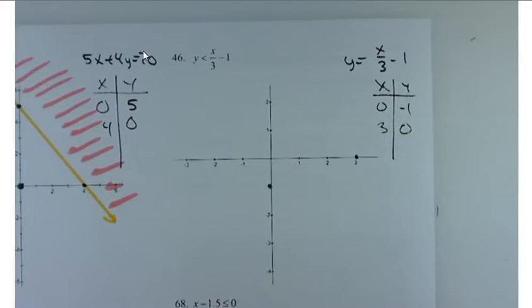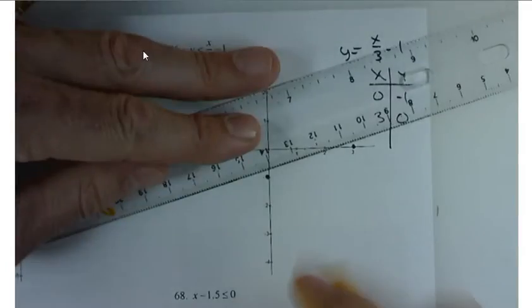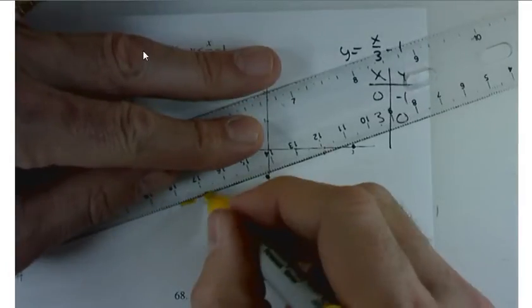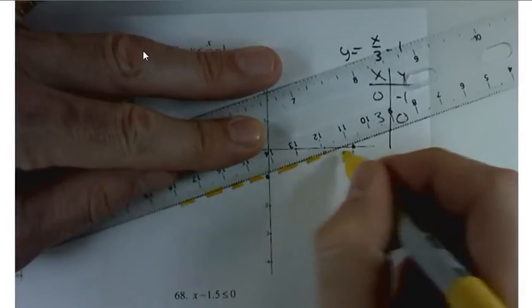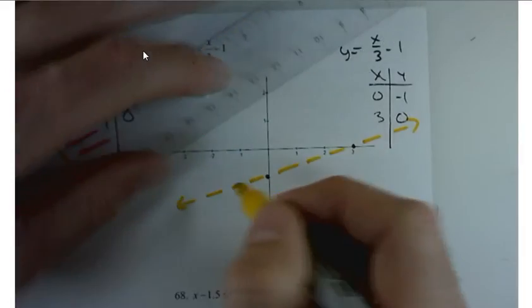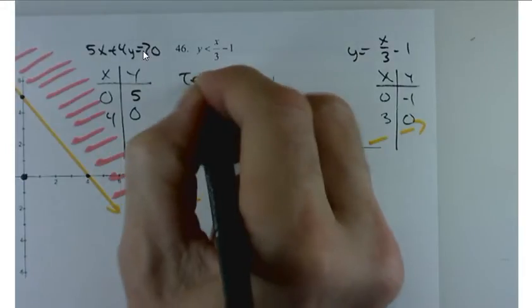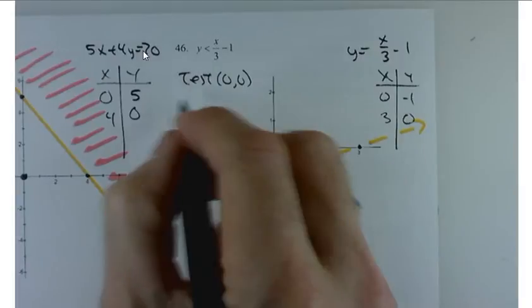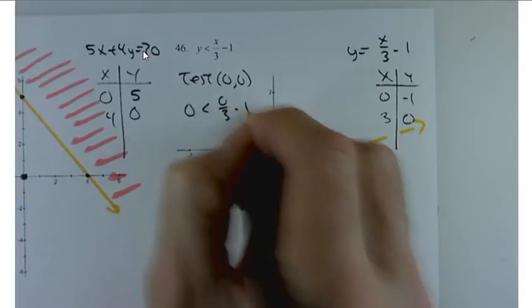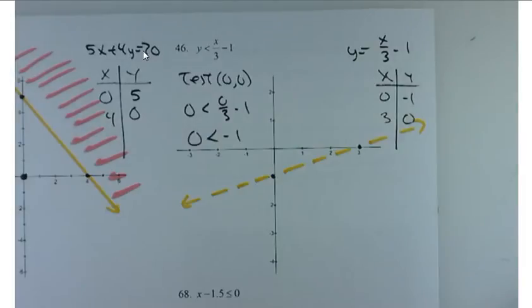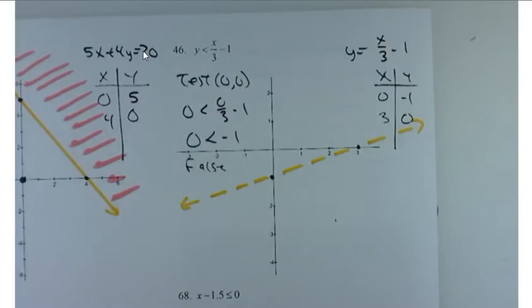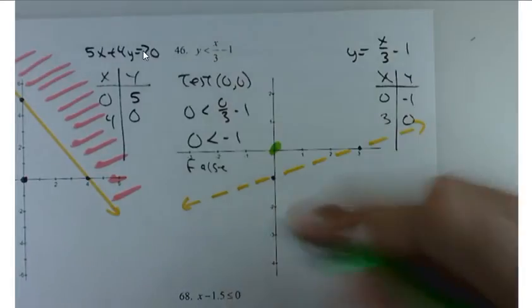Now, unlike the last one, this time I have to use a dashed line. Can I still use (0, 0) as a test point? Yes. Sure. So let's test (0, 0). Is 0 less than or equal to 0 over 3 minus 1? Or in other words, is 0 less than negative 1? False. So I want to shade below. I want to shade the opposite side of the line from my test point.